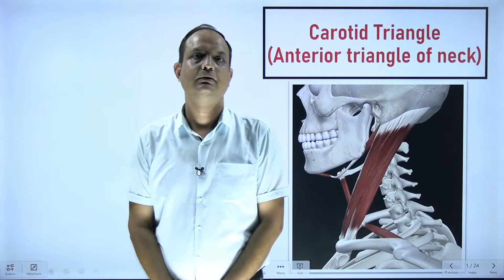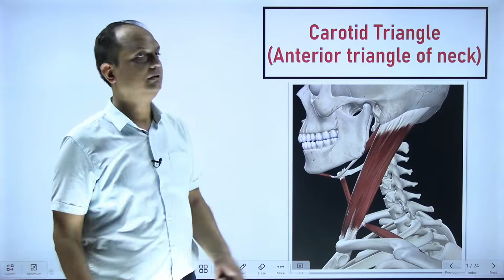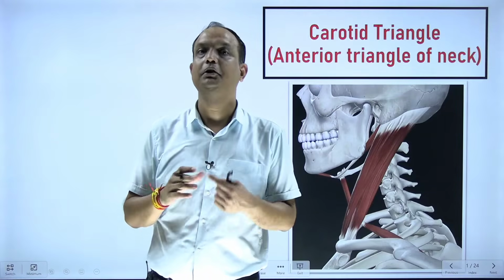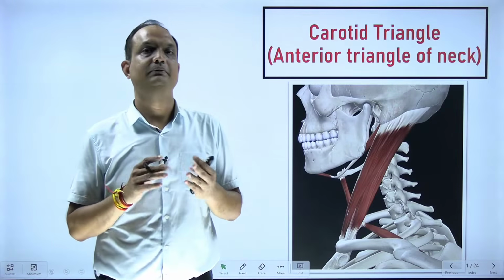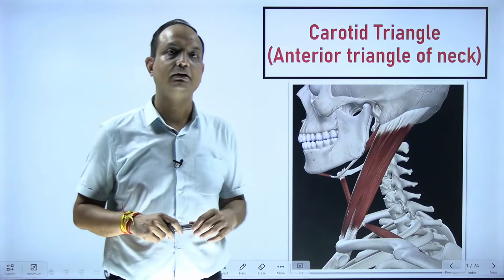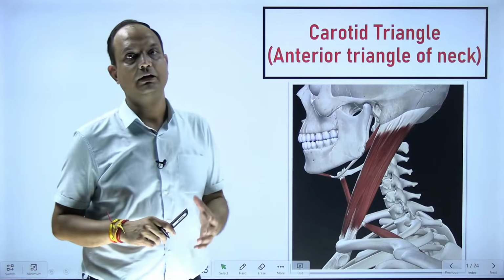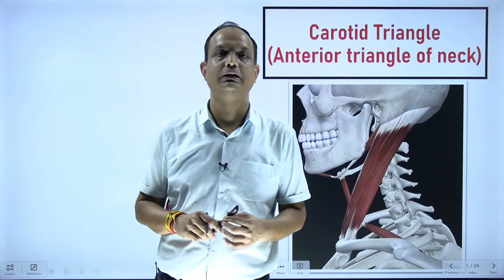Hello students, in my continuation of the anterior triangle lecture, today we will discuss the carotid triangle. As I already told you, the anterior triangle is subdivided into four triangles, that is the submental triangle, digastric triangle, muscular triangle and carotid triangle. Out of these four, the carotid triangle is the most commonly asked question in exams.